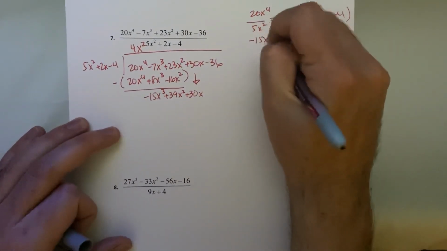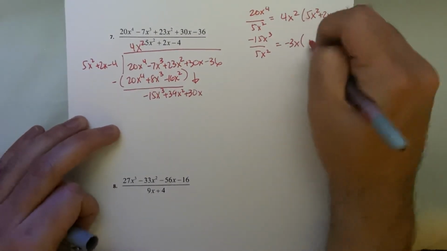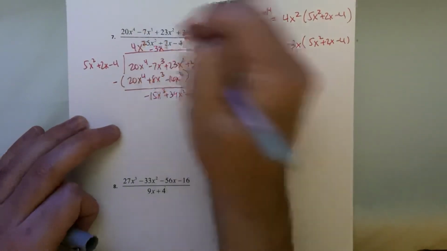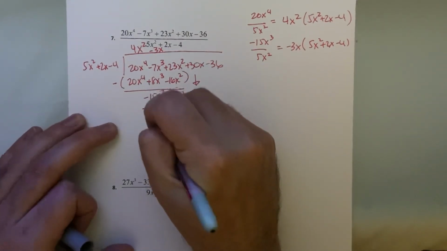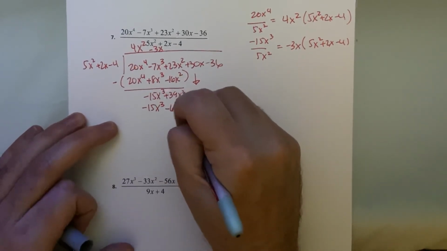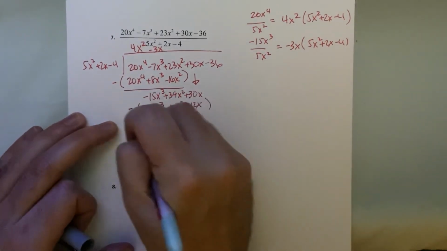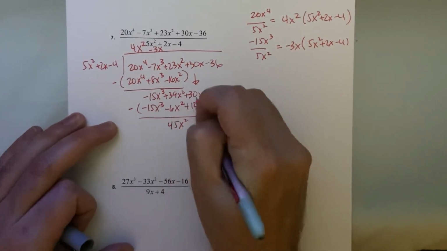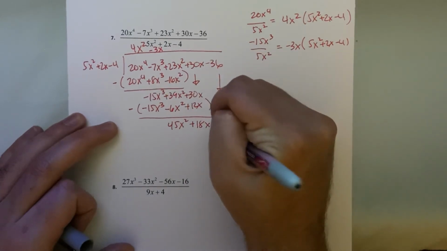Negative 15x cubed divided by 5x squared is negative 3x times that same thing. Minus 3x goes up here, which is negative 15x cubed minus 6x squared plus 12x. Subtract it off. 39 minus negative 6 is really 39 plus 6. That's 45x squared. 30 minus 12, 15x. Bring down the minus 36.